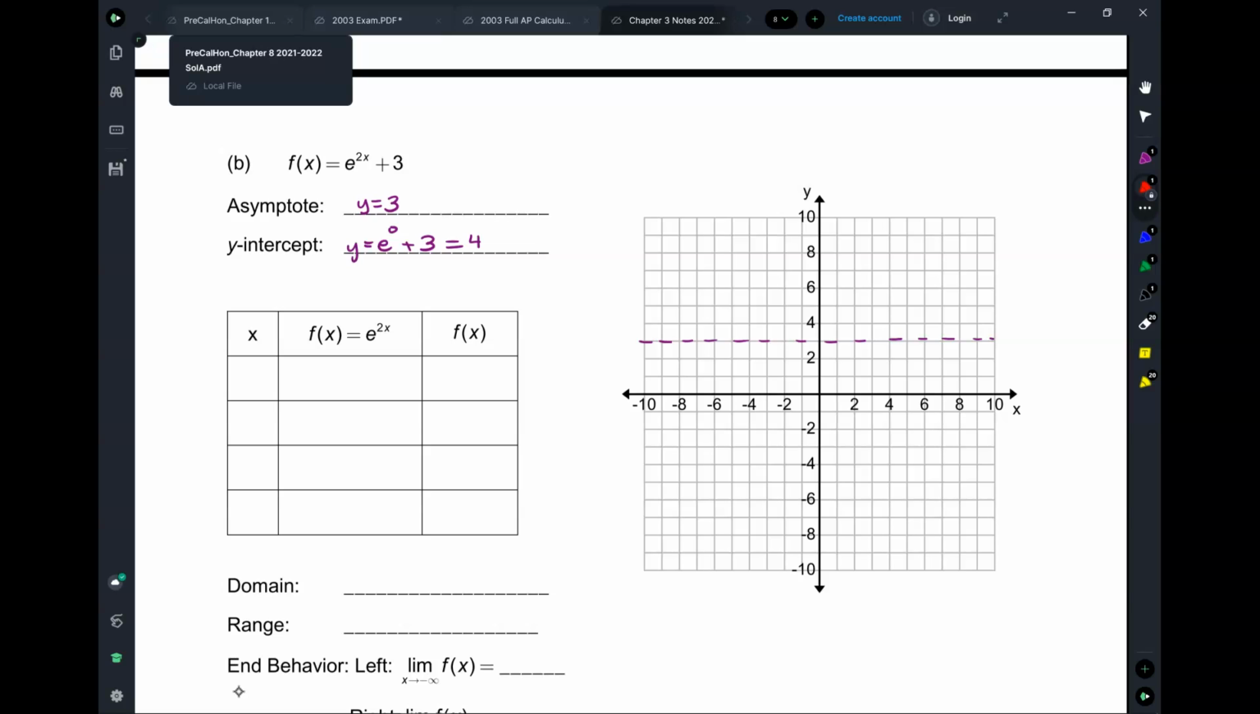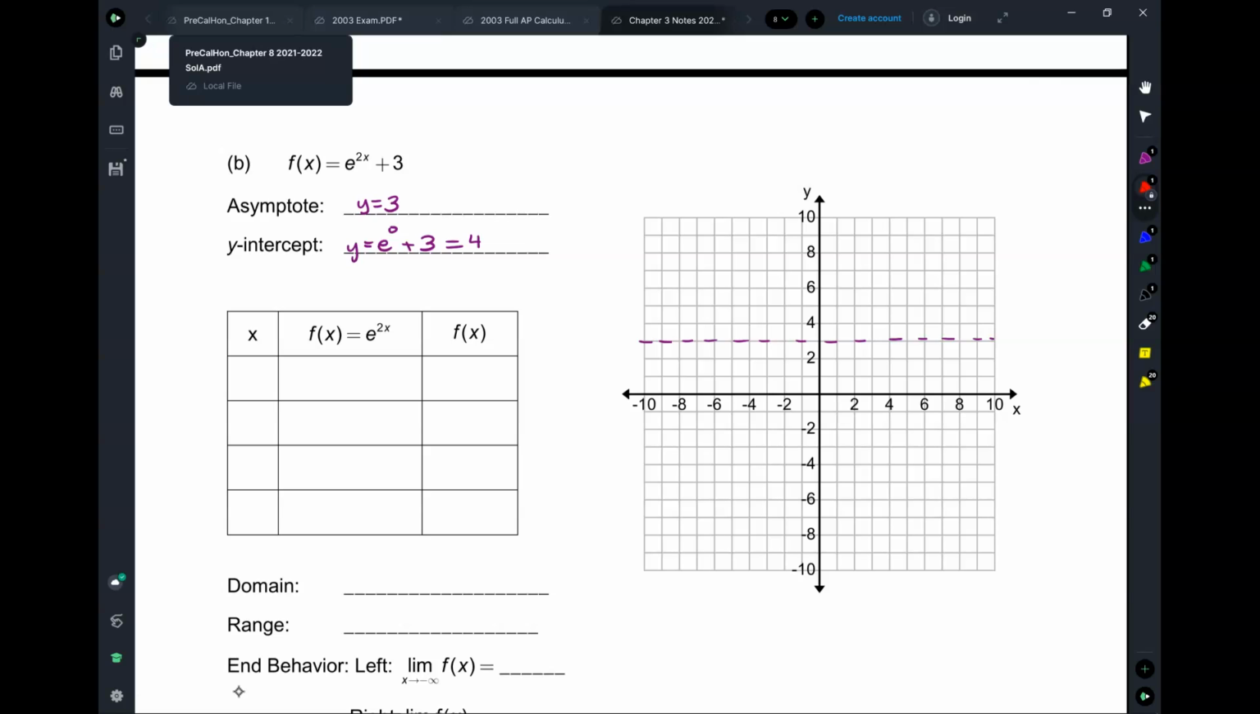Okay, so look at this right now. We're already at 3, right? If I plug in x equals like 2, this is going to be e to the 4. That's already going to be like a huge number. So for ones like this, because we're multiplying it by 2, I like to take numbers further from the negatives.